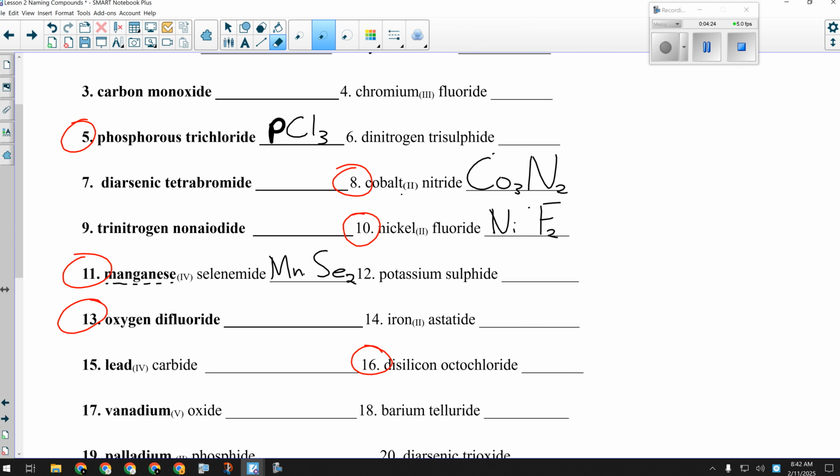Number 13, ionic or molecular? That one's molecular. We got prefixes, they're both nonmetals. How many oxygens according to that name? Just 1, there's no prefix in front of it. And how many fluorines? 2. OF2.